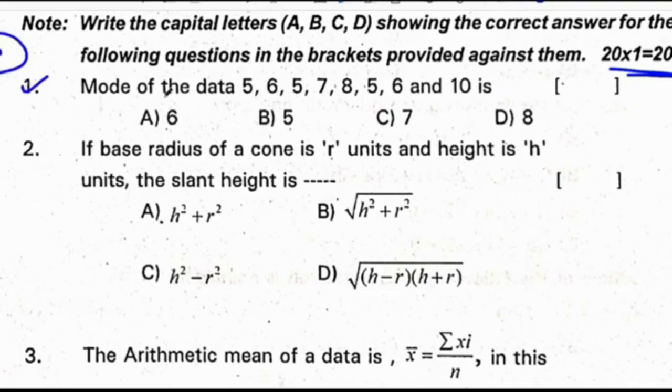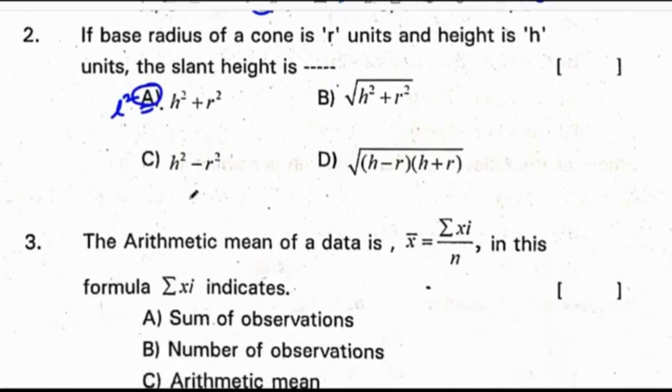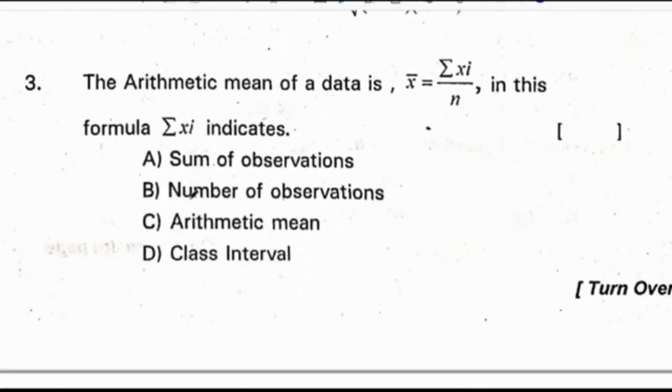So first question in maths, mode of the data 5, 6, 5, 7, 8, 5, 6, 10 is. Answer is 5. Mode means most repeated value. So most repeated value in this given observation is 5. So option is B. If base radius of the cone is r and height is h, then slant height. So slant height is given by the formula L square is equal to h square plus r square. So correct option for the second question is A, h square plus r square.